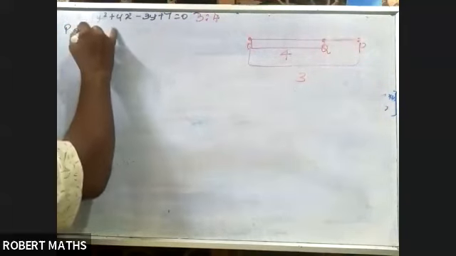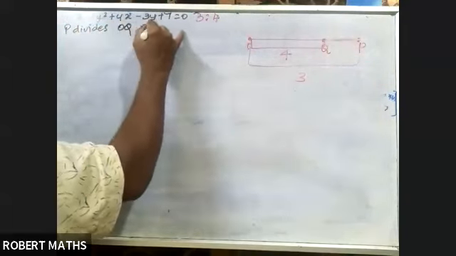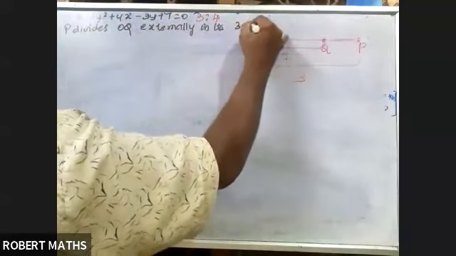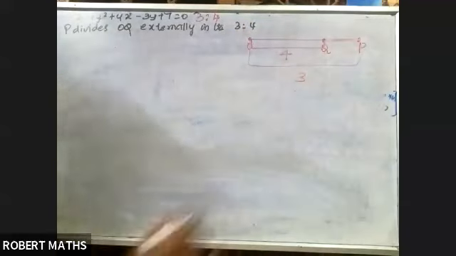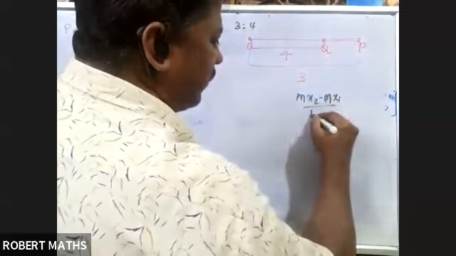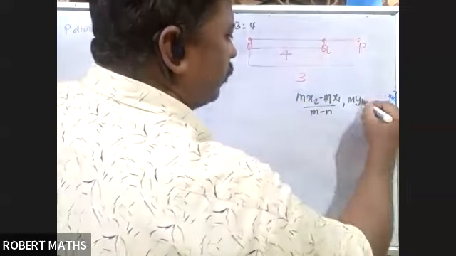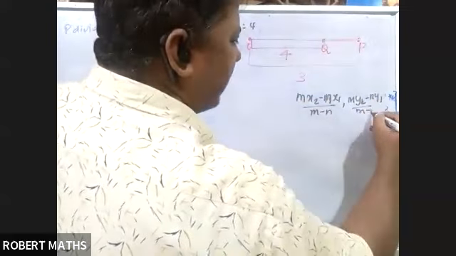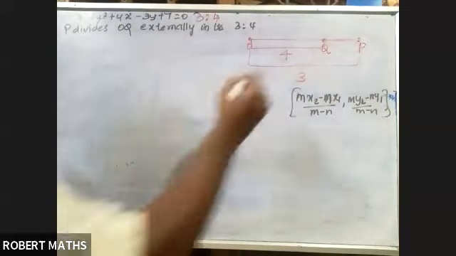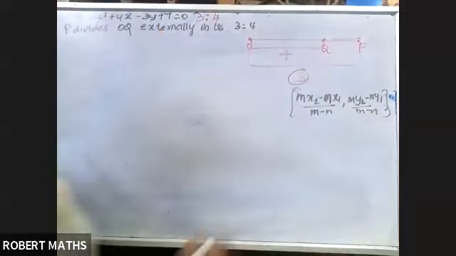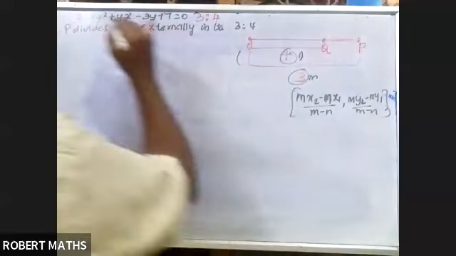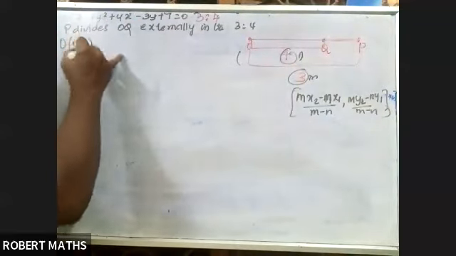P divides OQ externally in the ratio 3:4. What is the formula? You know what the formula says: (mx2 minus nx1) divided by (m minus n), (my2 minus ny1) divided by (m minus n). So this is called the external division formula. Here your m is, sorry, 3. The ratio is 3:4, so your m is 3 and your n is 4. Now the point O, we have taken the origin, is nothing but 0, 0.